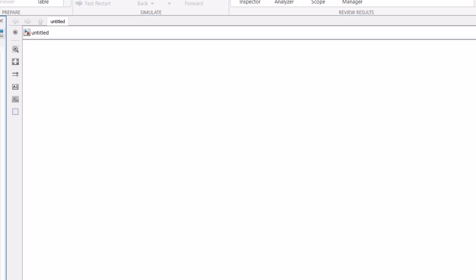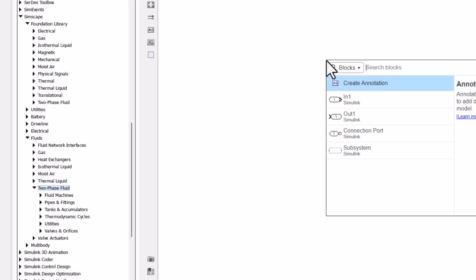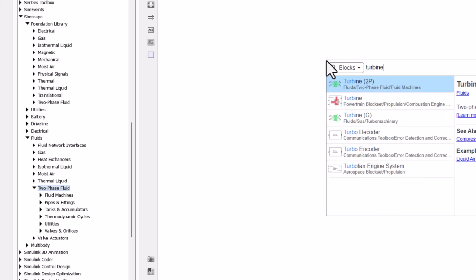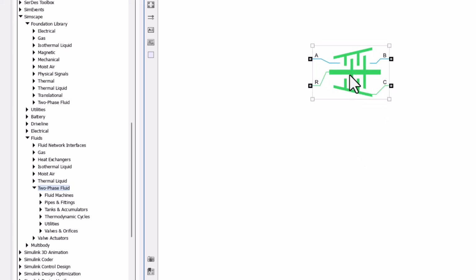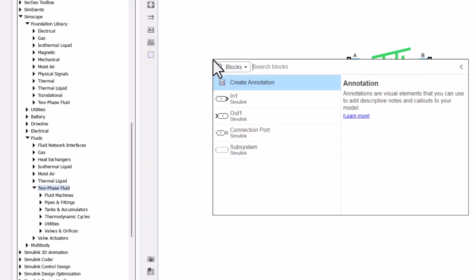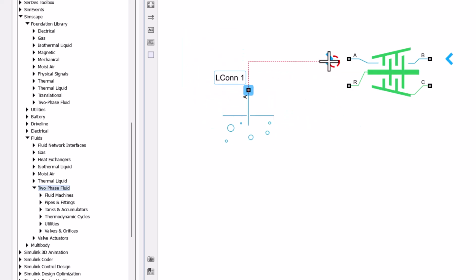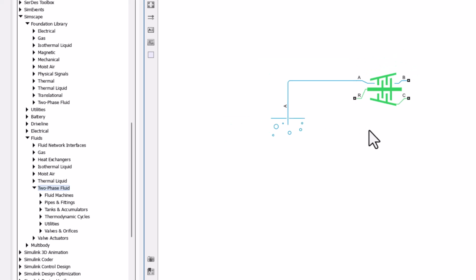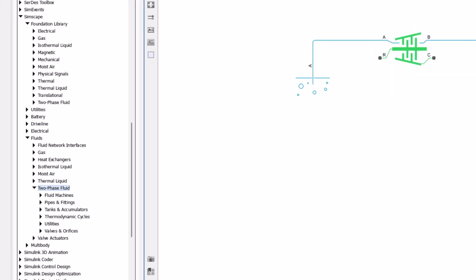But just to make my discussion complete, I want to talk a little about two-phase fluid systems. So let me look for turbine. Here's a two-phase fluid turbine, and I need two reservoirs for it. So the turbine inlet and outlet are going to be connected to two reservoirs.